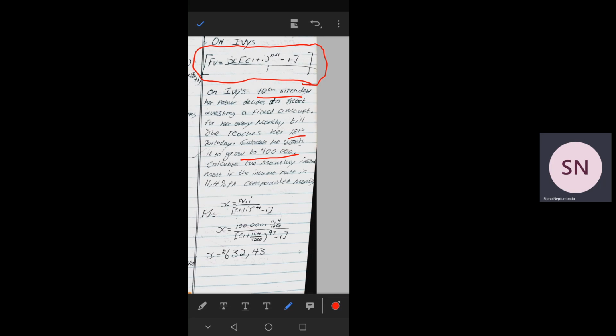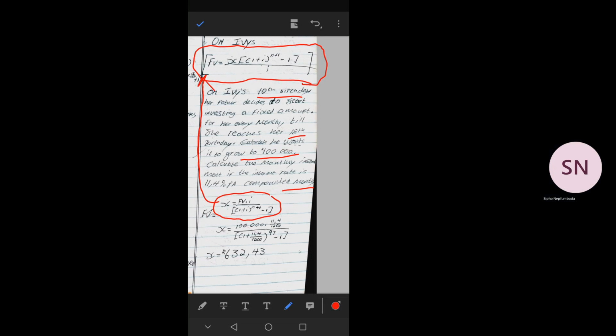Calculate the monthly installment. So the monthly installment is x. Calculate the monthly installment if the interest rate is 11.4% per annum compounded monthly. But check the compounded period. So we are going to times n or m. So write x as the subject of the formula. This is what we get from this formula. Correct, x is the subject of the formula.